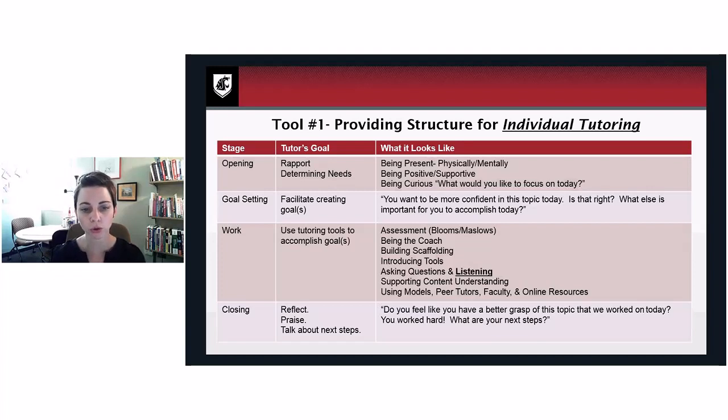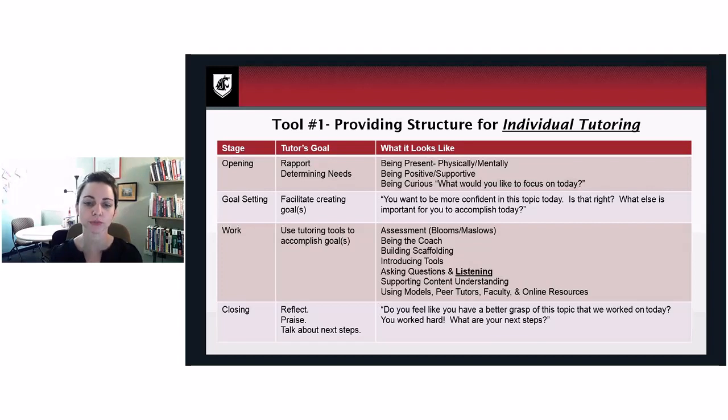So you set goals. This whole opening and setting goals thing shouldn't take more than 5 or 7 minutes. And then you get into the work. And this is where you'll spend the bulk of your one-on-one tutoring session. And this is where you're going to use the tools that we talk about next.